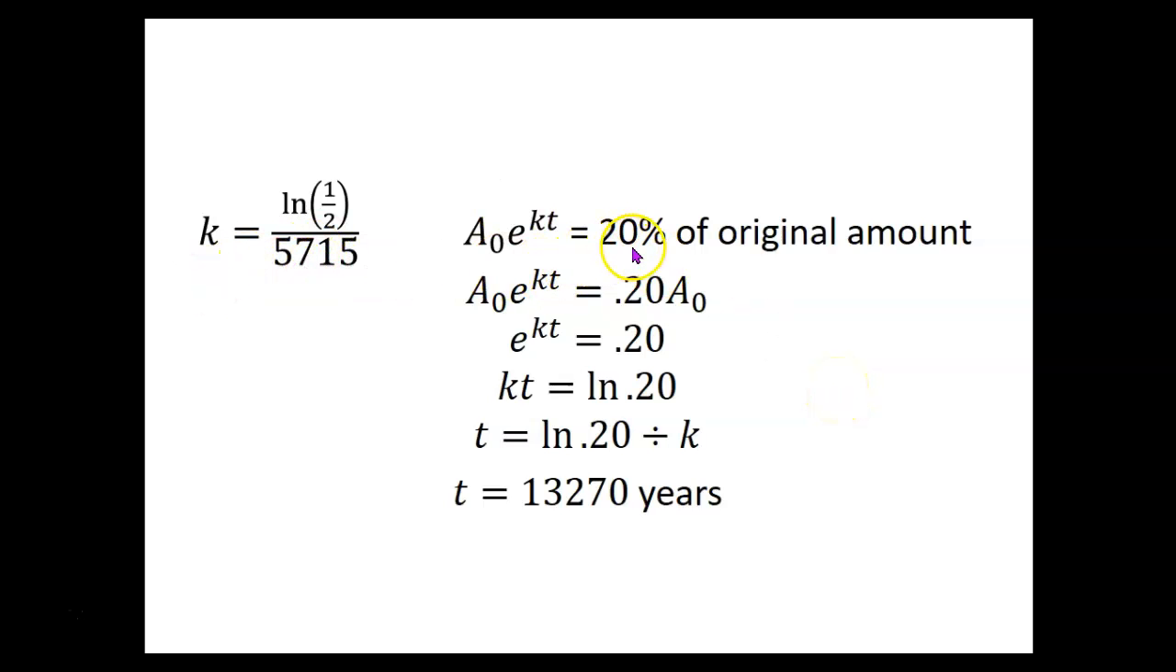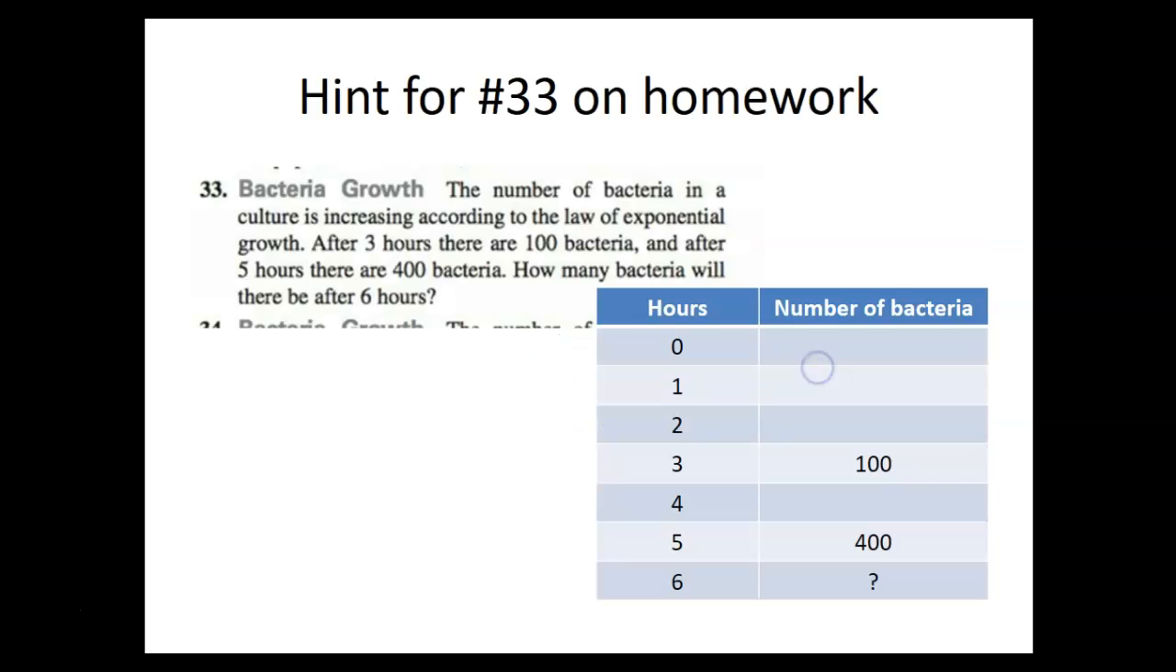If it was 50% of the original amount, that would be 1 half-life exactly, 5,715 years. After 2 half-lives, so 2 times that number of years, we'd be down to 25% of the original amount, half of the original amount. And then it's a little bit more time after that that takes before we're down to 20%. 2 half-lives and then a little bit more time after that. So 13,270 years.